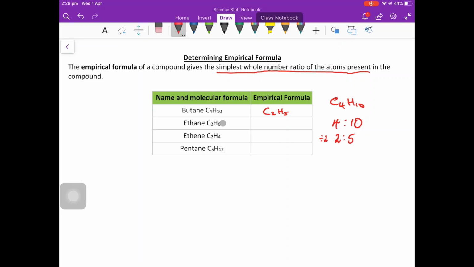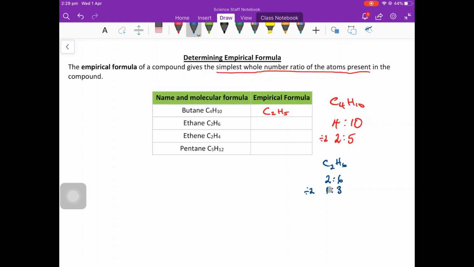Let's have a look at a second example, ethane. So let me just change pen colors here. Ethane, its molecular formula is C2H6. So I'll work down here, C2H6. So that means for every 2 carbons, there's 6 hydrogens. Now, is this the simplest whole number ratio of carbons to hydrogens? No, it's not. What I'm actually able to do is I can divide by 2. 2 divided by 2 will equal 1 and 6 divided by 2 will equal 3.